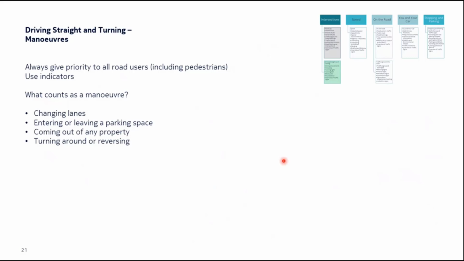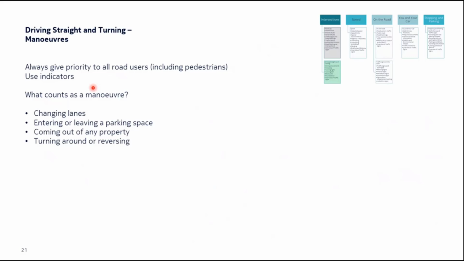Now let's talk about maneuvers. Maneuver is something that requires you to give priority as a driver. Okay, always give priority to road users, and always use indicators when you're doing a maneuver. Maneuver is basically something where you leave your lane and enter a different road or you enter a different lane. Okay, those are all maneuvers.